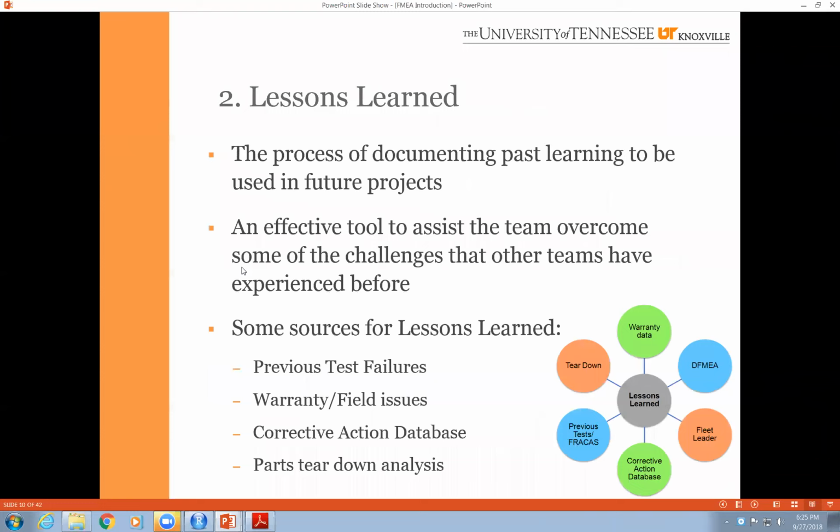Another thing is lessons learned. Very critical to make sure that you capture the right people. You look at any data that you have, whether it's some field issues, some corrective actions, some previous testing, to make sure that you understand what happened in the past, so it doesn't happen in the future. So also some additional homework up front to make sure that you capture all those issues so you do not repeat the same mistakes again.